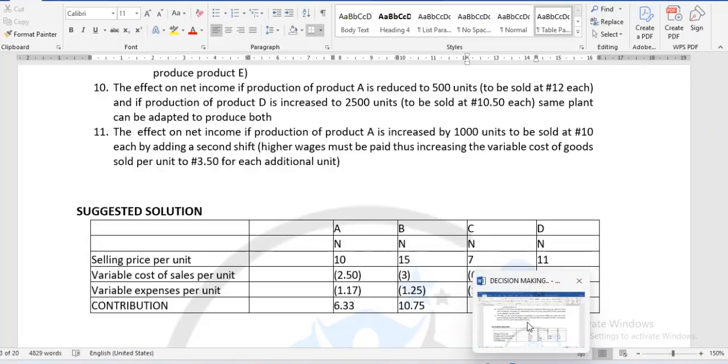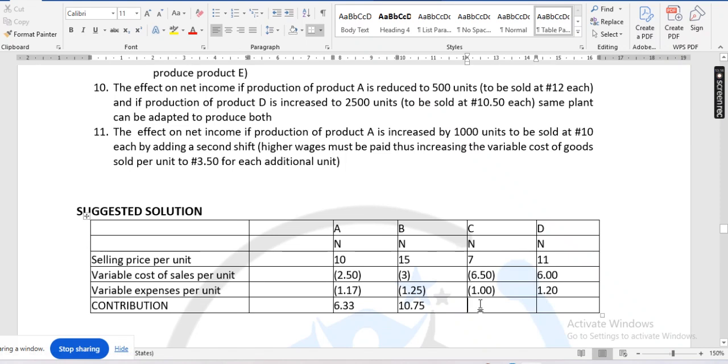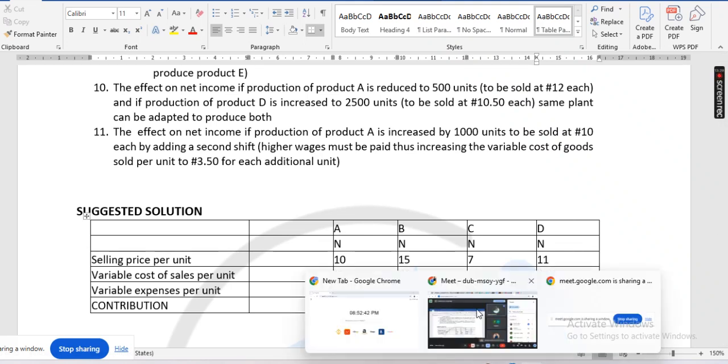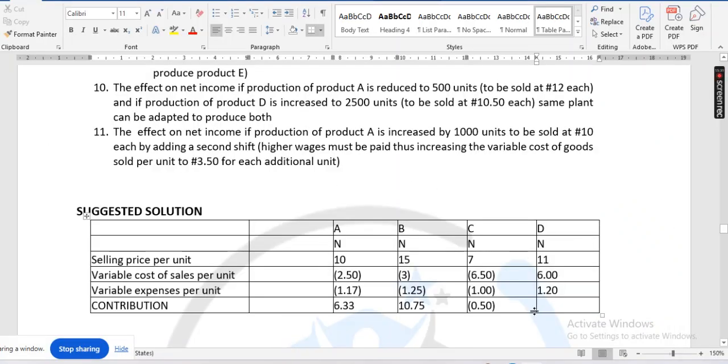Okay. See, what do you have here? Minus 0.5. Okay, minus 0.5. So what do you have here? 3.8. Okay, 3.8. Now, this decision, you can see that.